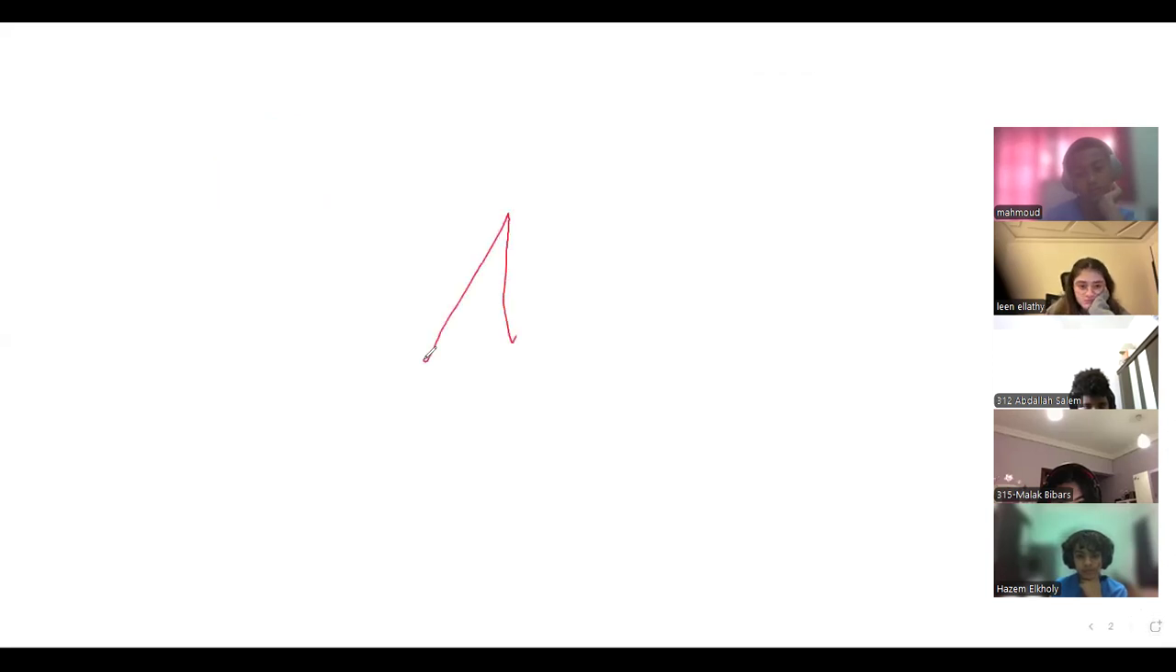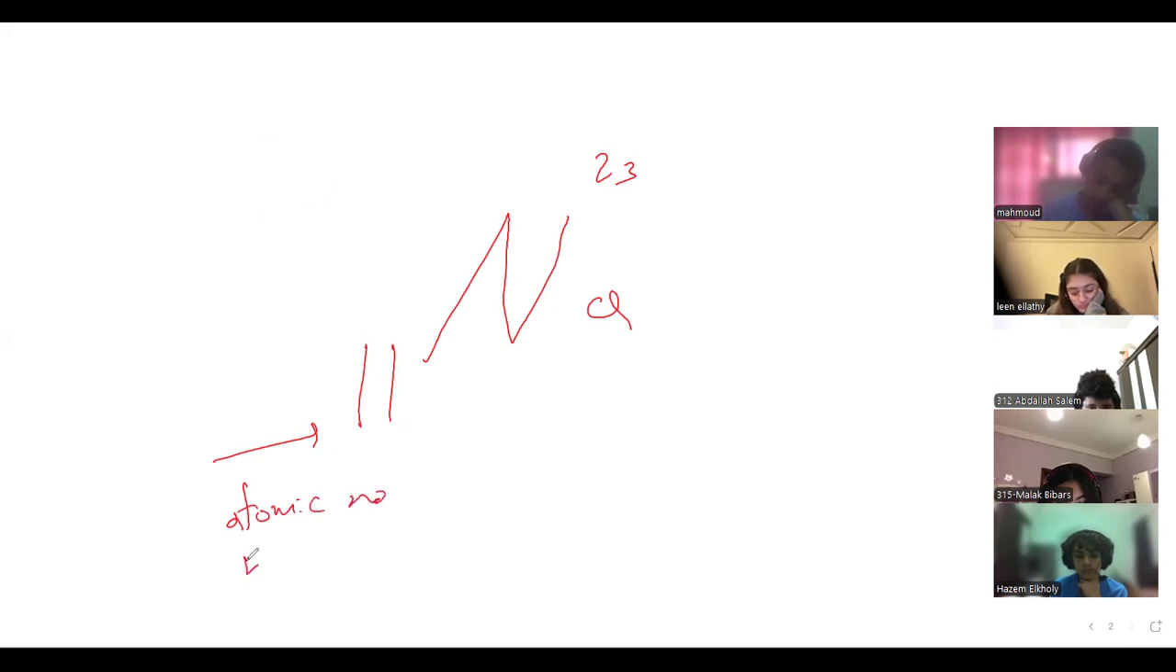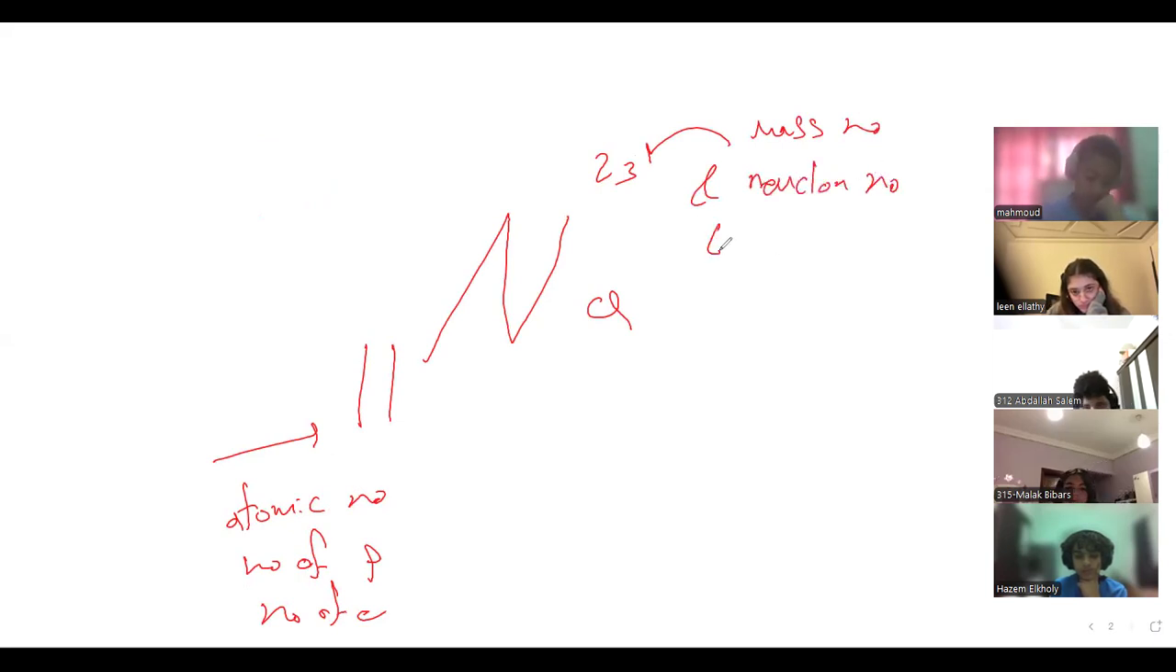After that, we said, if we have an element like Na 11 23, this number is considered to be the atomic number or number of protons or number of electrons. 23 is considered to be the mass number or nuclear number or sum of protons plus neutrons. And the difference between mass number and atomic number is considered to be the number of neutrons.